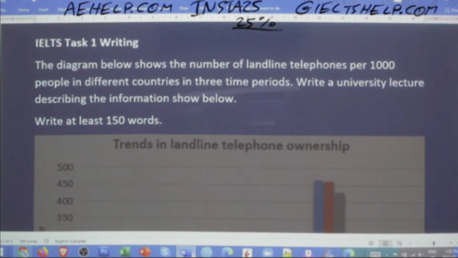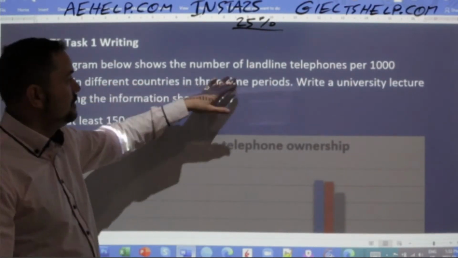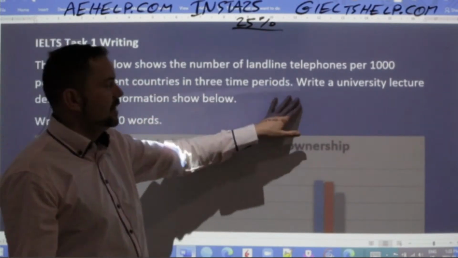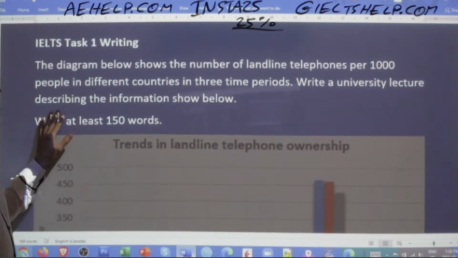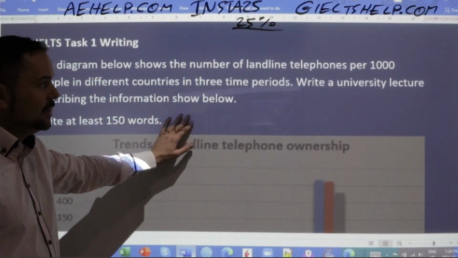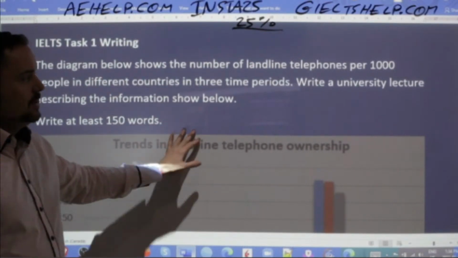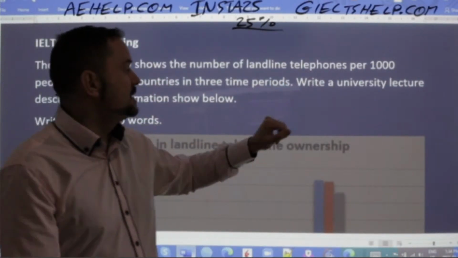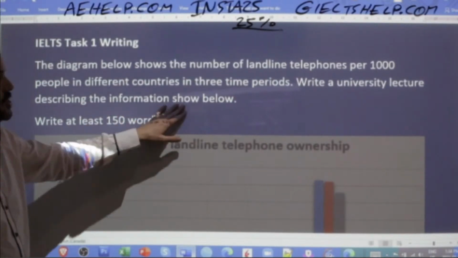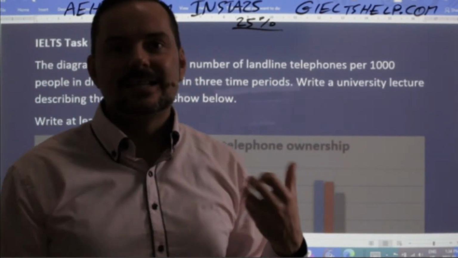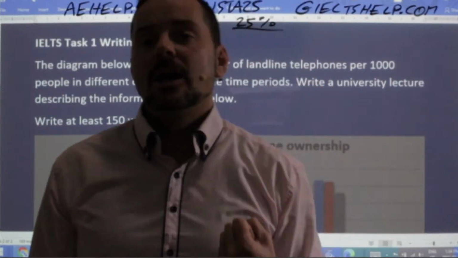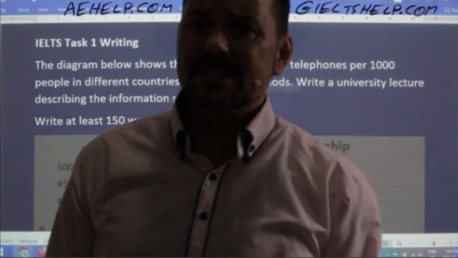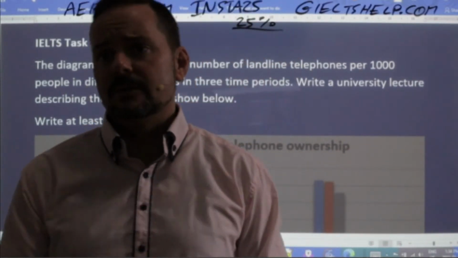So the diagram below shows the number of landline telephones per 1,000 people in different countries in 3 time periods. Write a university lecture describing the information shown below. Now, notice something interesting about this question, members. It doesn't say describe the main features and make comparisons where relevant. Instead, here it says write a university lecture describing the information shown below. I have seen this kind of wording in the past. No need to worry. With this kind of question, it's the exact same as describe the main features, make comparisons where relevant. Okay, is that clear?